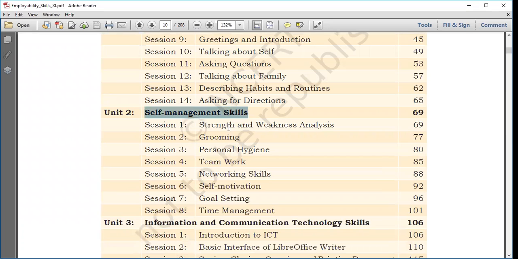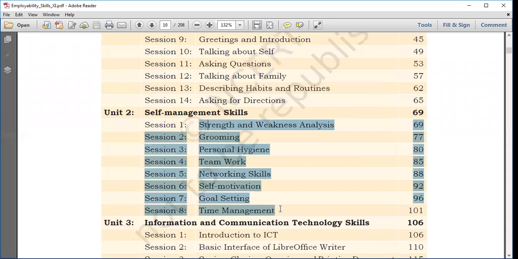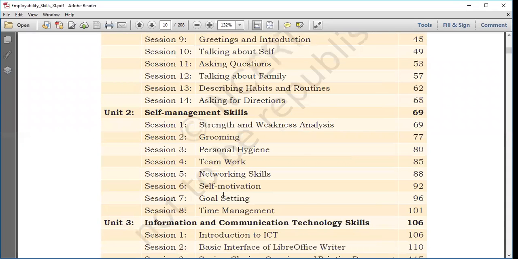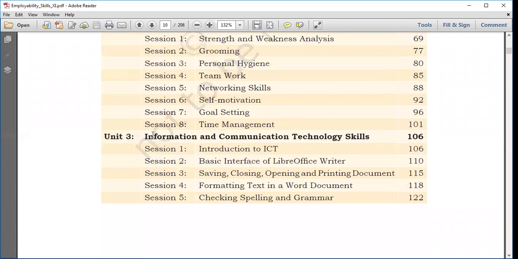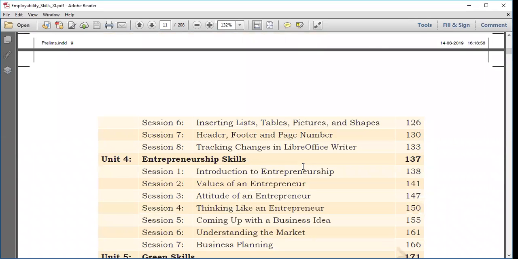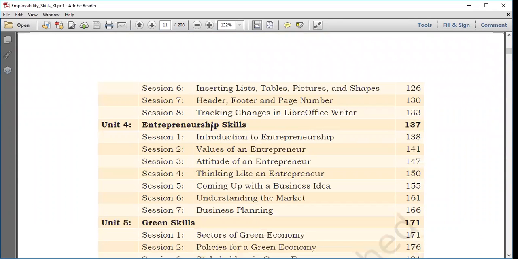Then self management, how will you manage yourself. उसके ऊपर कुछ topics हैं. ICT skills में we have done all this already. Right, open office हमने कर लिया है तो यहाँ पे LibreOffice writer document and all those things are given, so it's the same that we have covered already. Then entrepreneurship, this is all introduction to entrepreneurship, what it is and how it is to be used.